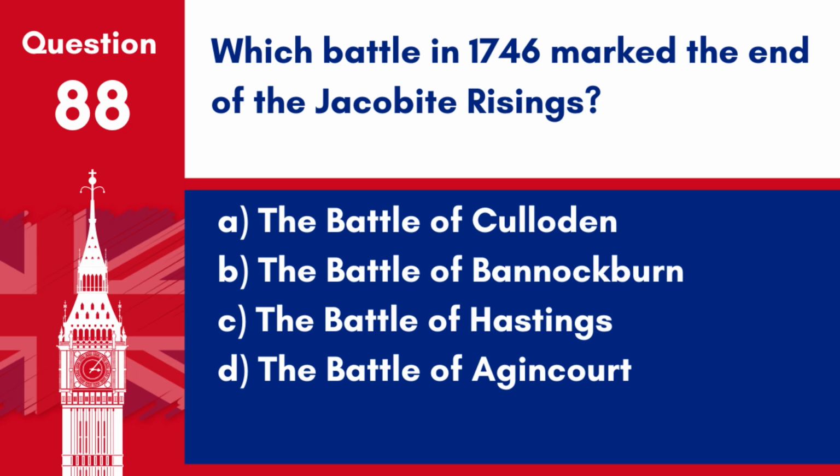Question 88. Which battle in 1746 marked the end of the Jacobite risings? A. The Battle of Culloden. B. The Battle of Bannockburn. C. The Battle of Hastings. D. The Battle of Agincourt. Answer. A. The Battle of Culloden. The Battle of Culloden in 1746 was the final confrontation of the Jacobite risings, ending in defeat for the Jacobite forces and solidifying British rule over Scotland.